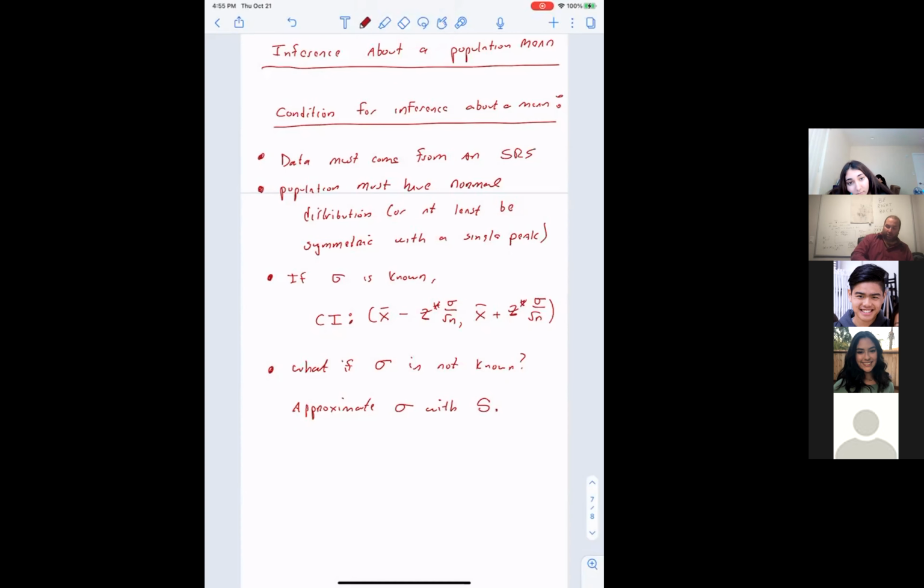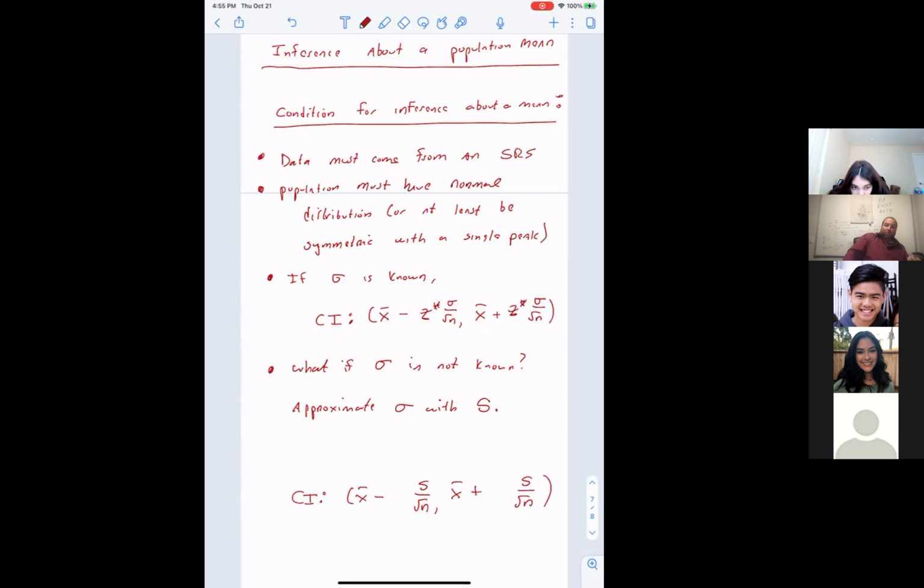In so doing, we now have, leave a space because there's something else that we have to replace. I'll skip a line here for a second. Now we have x bar minus something times s over the square root of n, to x bar plus something times s over the square root of n.